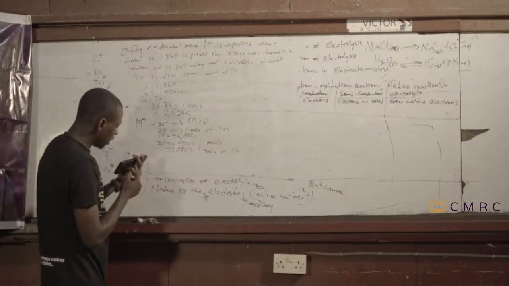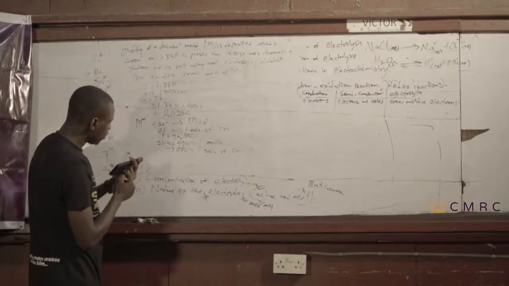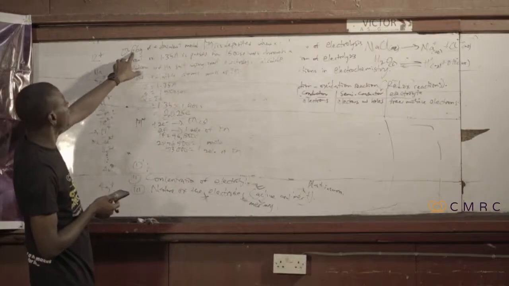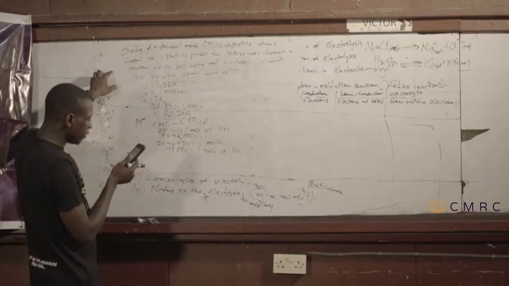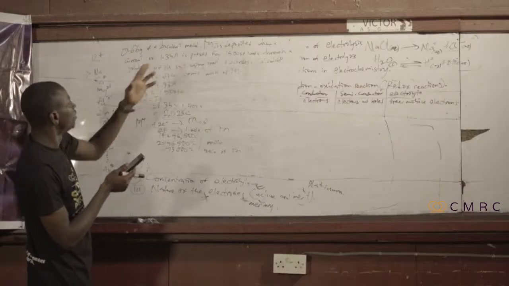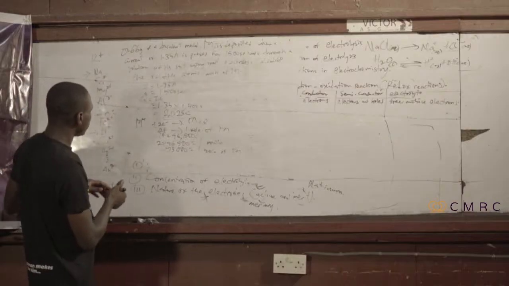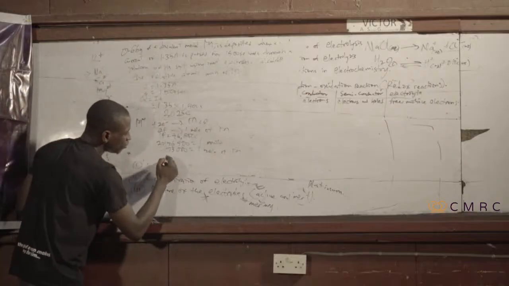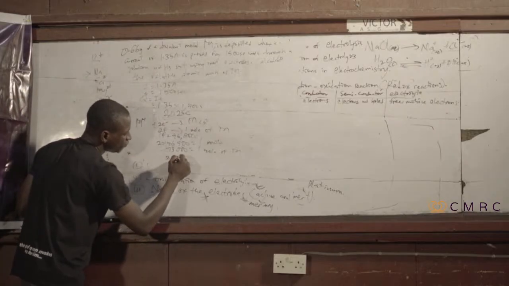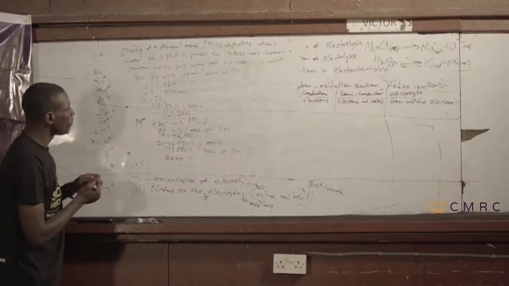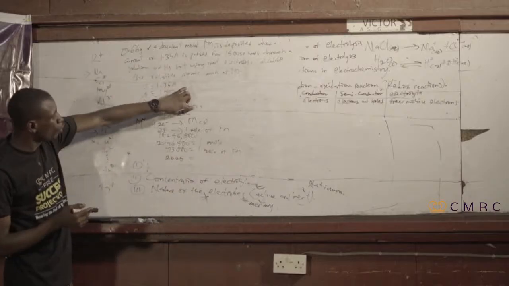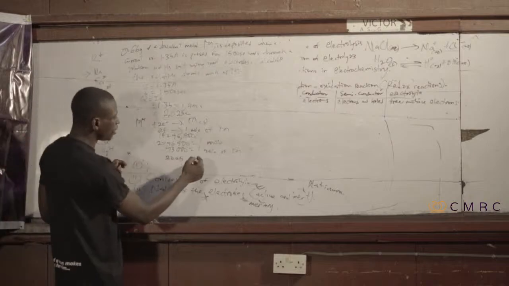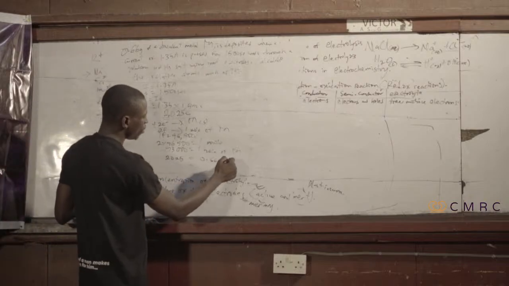Now let's go further. Don't forget that in the question it says 0.66 gram of divalent metal M is deposited while using this. The quantity of electricity here is 2025 coulombs. So this 2025 coulombs is giving us 0.66 gram of M.